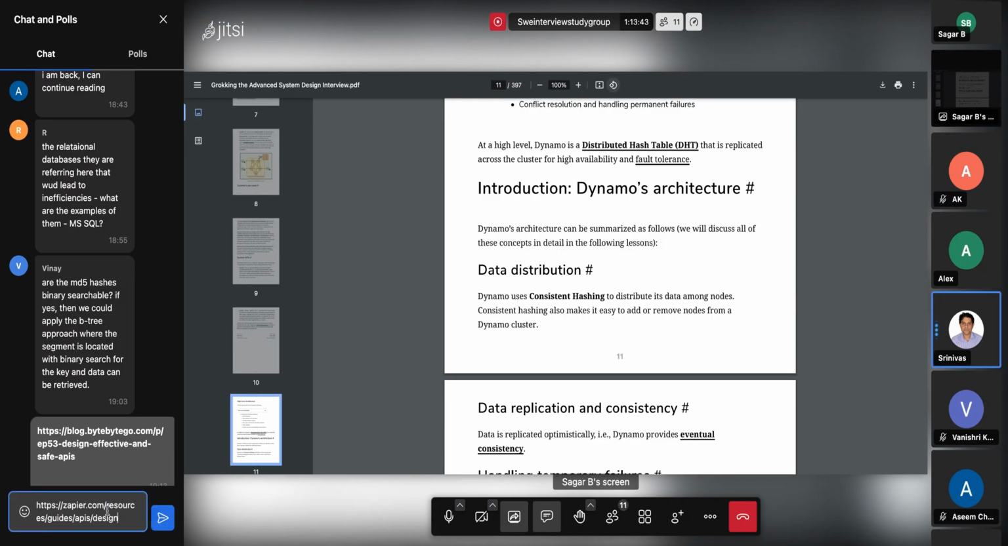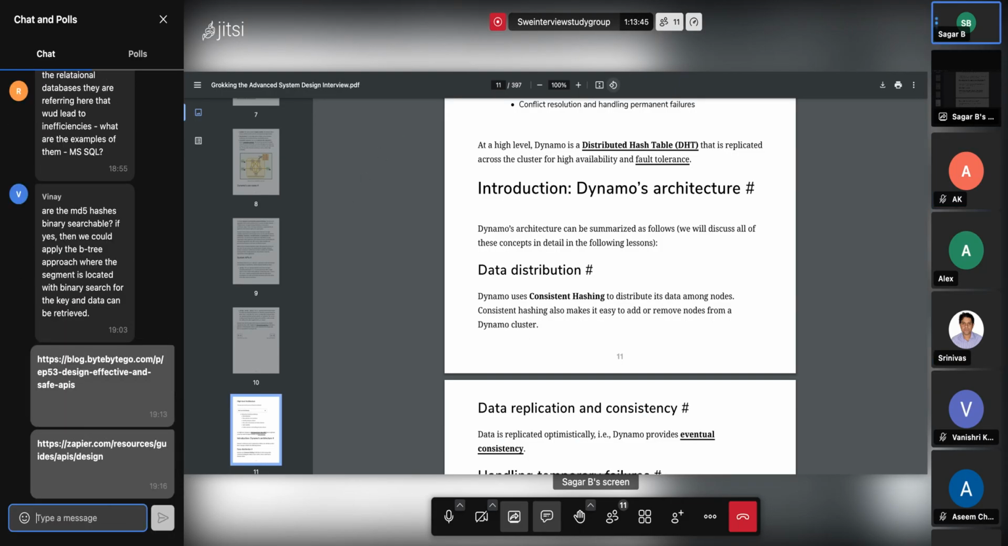Sagar, are you able to log in? Yeah. So actually, that article, I'm still not able to see it completely. I doubt that it needs a subscription or something. But on the other side, I found this other article.